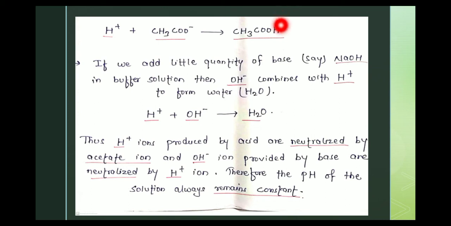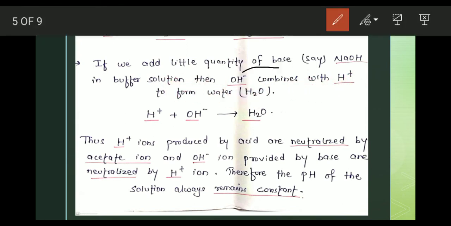Suppose now we are adding a little amount of base. We have already added acid, now let's see the base. Let's take the example of NaOH, the base, in the buffer solution. Then OH minus combines with H plus to form water. The OH minus is obtained from NaOH, and it combines with H plus ion to form water. Clear the concept, guys?